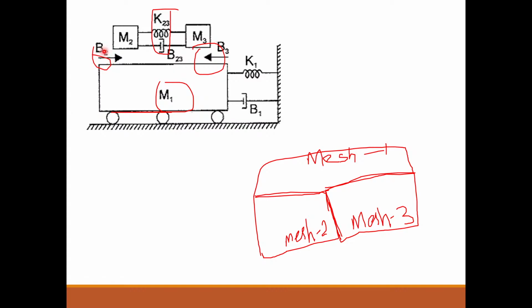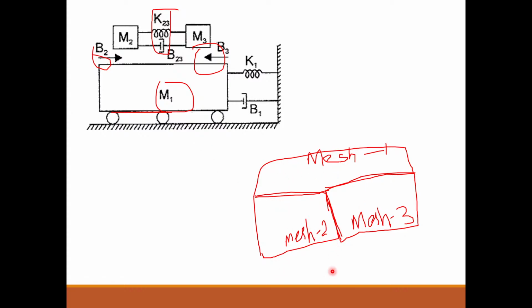Why? Because there is a common element between M2 and M1, between M2 and M3 and M1, and between M2 and M3. Of course, there are more than one element, but there is a common branch. Okay, that is it, 3 meshes. So this is how you must consider the meshes.